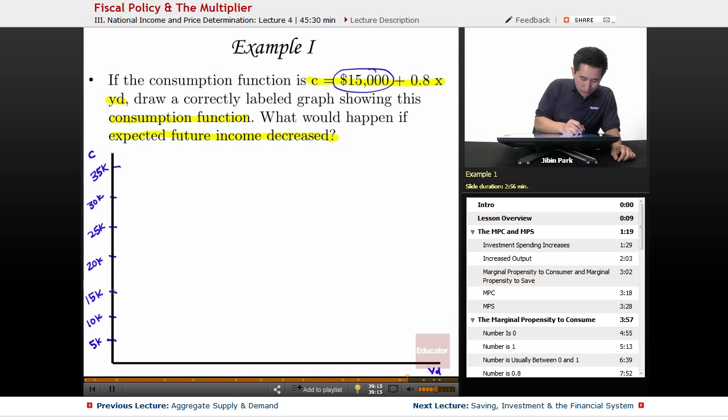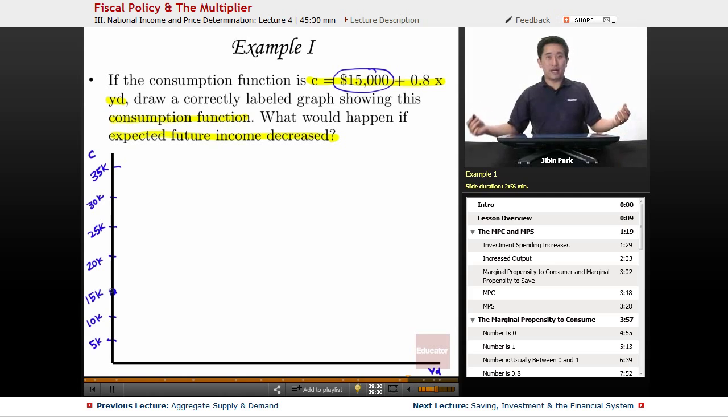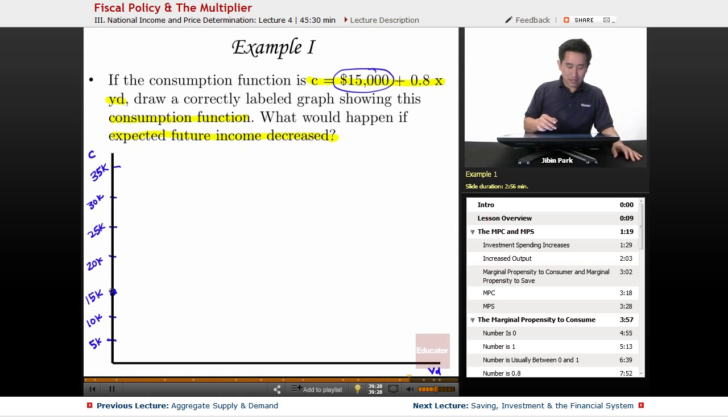So basically what's going on is that no matter what, you're going to spend $15,000 no matter what your income. There's no relationship. That's the constant here. So let's say your income is $10,000. Okay, so you have 0 right here. Let's go in increments of 10, 20, 30.